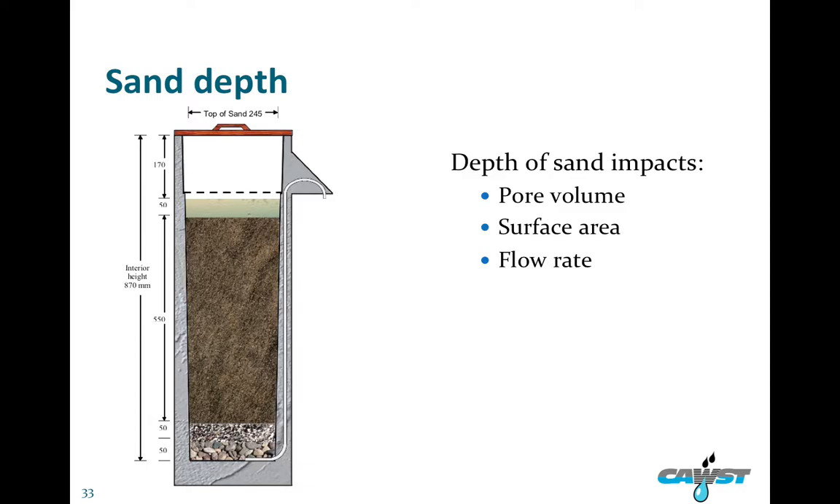The final sand parameter I want to touch on is how much sand you need. The sand depth contributes to filtration in several ways. One is that deeper sand gives you more pore volume, which means that you can dose more water. With biosand filters, water needs to be in contact with sand during the pause period, so the amount of water you can pour through at any time is limited by how much pore space you have in the sand. With deeper sand, you also have more surface area that each drop of water comes in contact with. Deeper sand also reduces the flow rate, since it provides more resistance to flow.